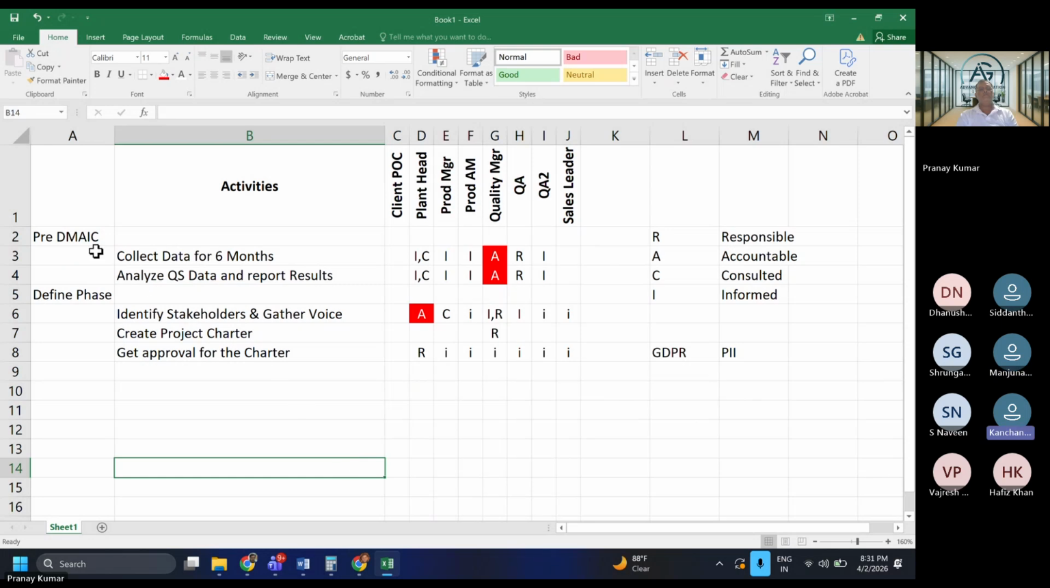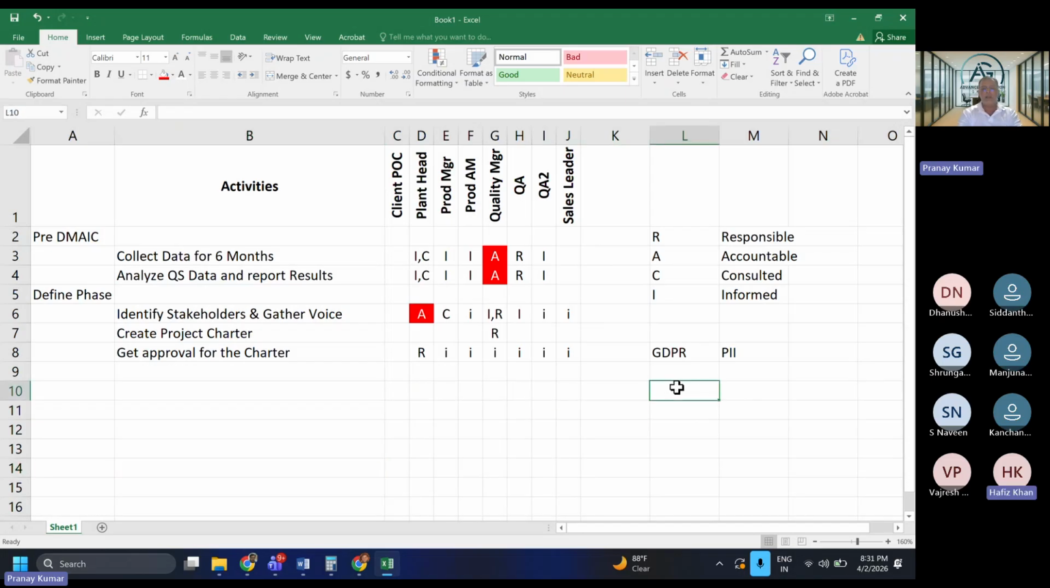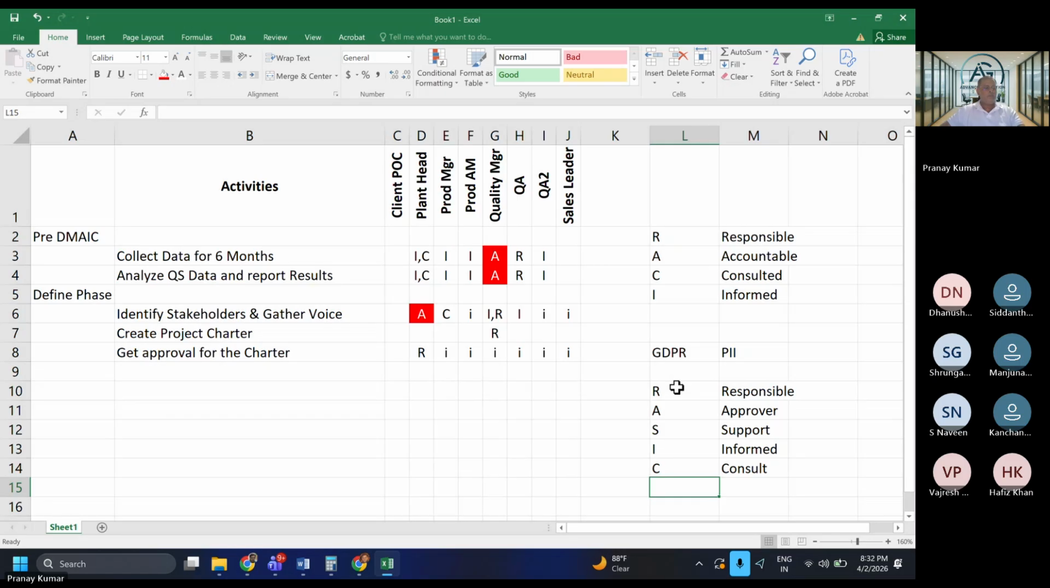Yes. Some people, instead of making a RACI, can create a RASIC. There R is responsible, A is the approver, S is support, I is informed, C is consult. You good, people?